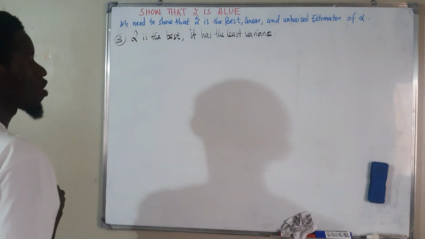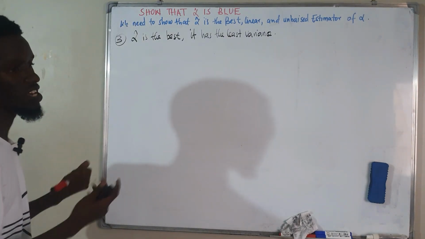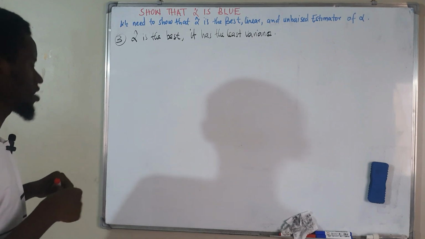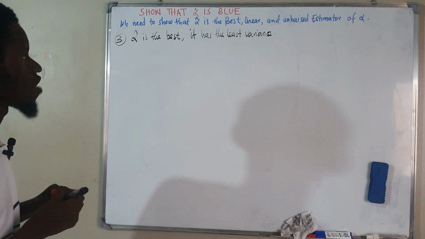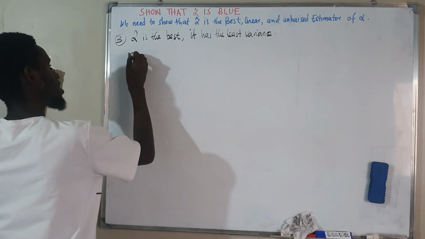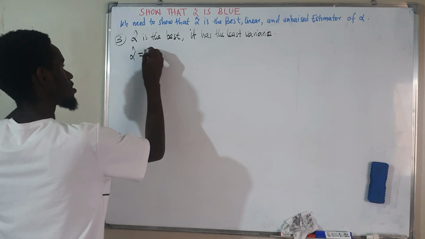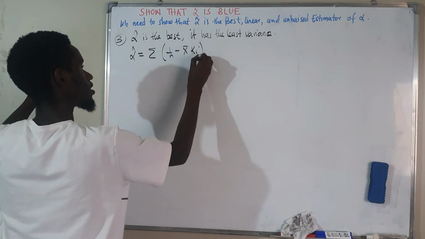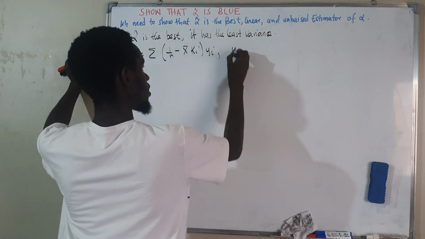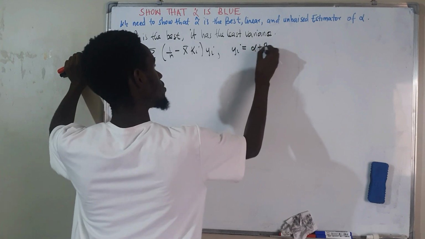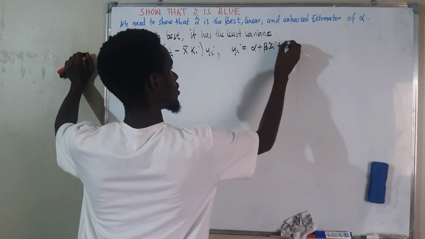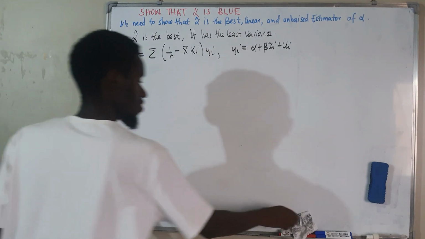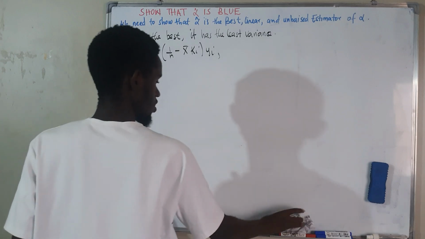Now from there, we shall find the variance of alpha hat and see whether it has the least variance as compared to the variance of alpha star. Let us begin with finding the variance of alpha hat. We have already seen that alpha hat is the summation of (1 over n minus x bar ki) times yi, and our yi is the same as alpha plus beta xi plus ui. This time I shall not expand it, just leave it that way.